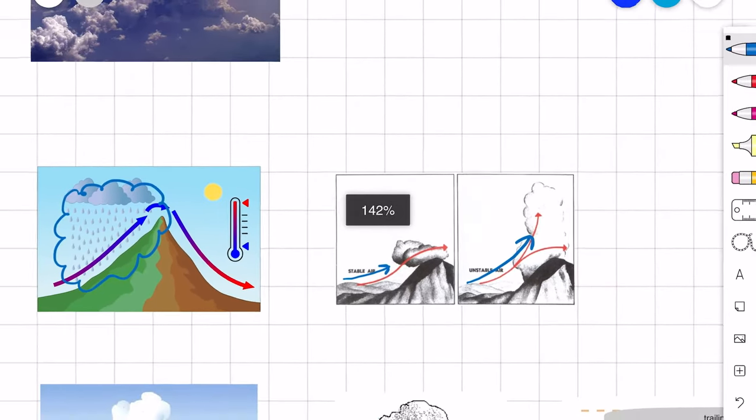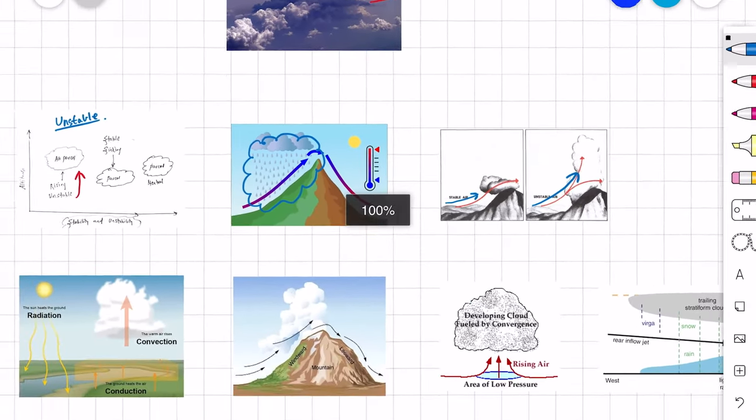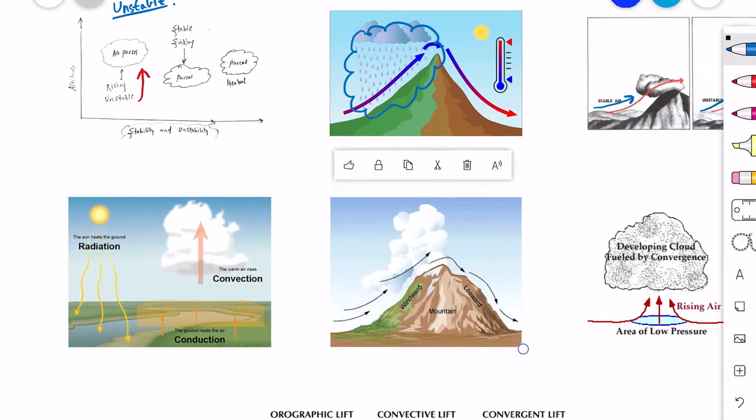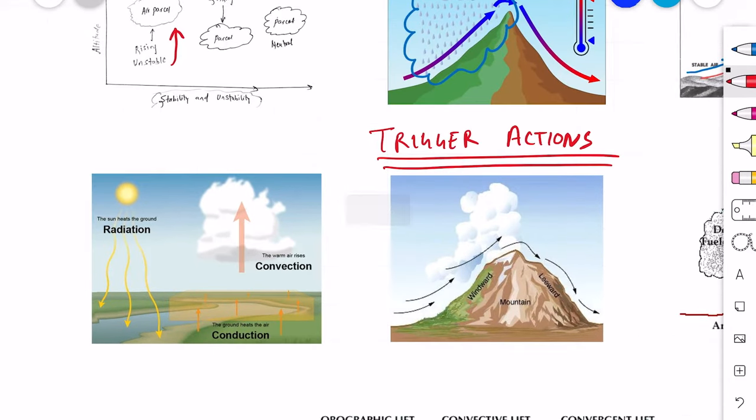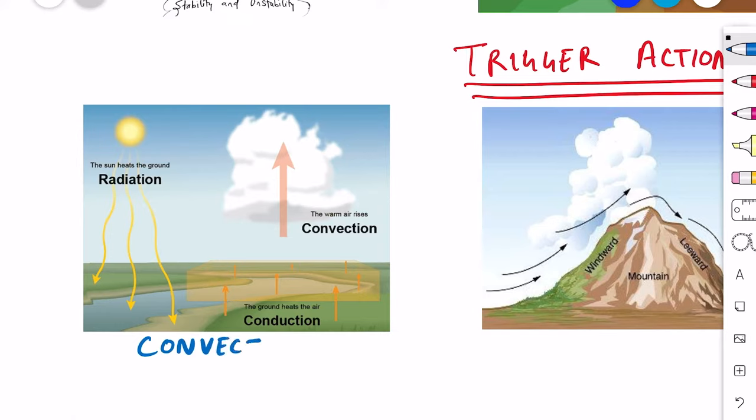Now these forces which lift the air up are known as trigger actions, and there are four of these. So the first trigger action is convection. Convection is when the surface heats up and the air starts to rise. This is the most common trigger action, and it is very prominent over the land in the summer season because we know that the land heats up faster.